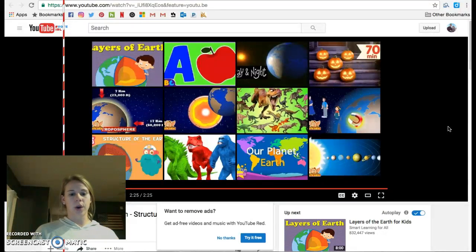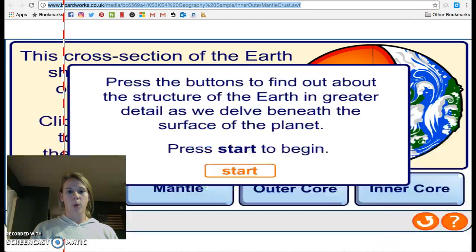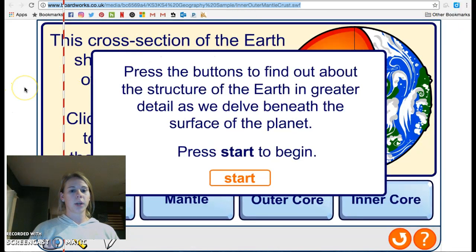All right, so the next thing we're going to do is I'm going to have each table group go grab an iPad. And once you have an iPad, we are going to go to the website I have on the board. It is boardworks.co.uk, and you guys are just going to have to type that all in, okay? So, everyone give me a thumbs up once you're ready to go. All right, looks like everyone's ready.